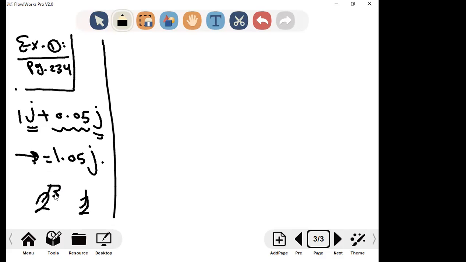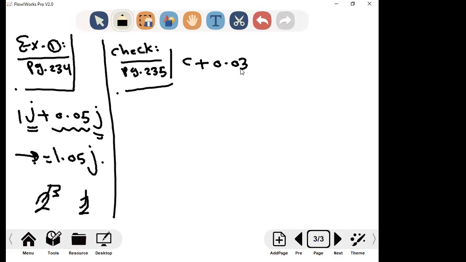We have a check after this example. Check, also on page 235. The check says, copy with me, the cost of a new pair of shoes after a 3% markup can be represented by the expression C plus 0.03C, right? Fine. Simplify.